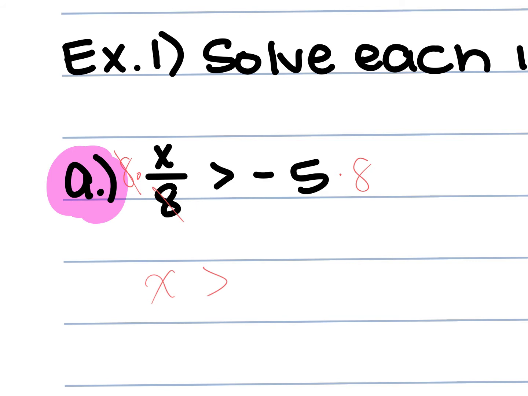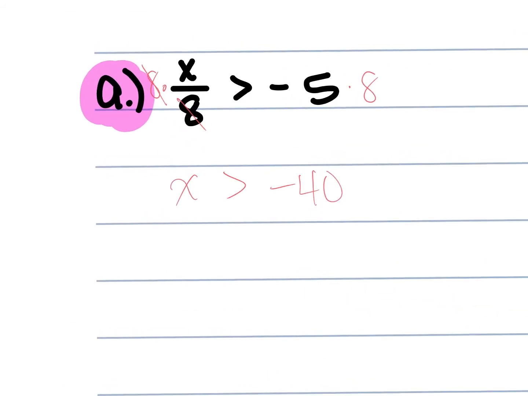What's negative 5 times 8? Negative 40. Any questions so far? Do you see how this works? Everything stayed the same? Okay. What am I missing though? Does it say to graph? Sure does. Read the instructions, people.